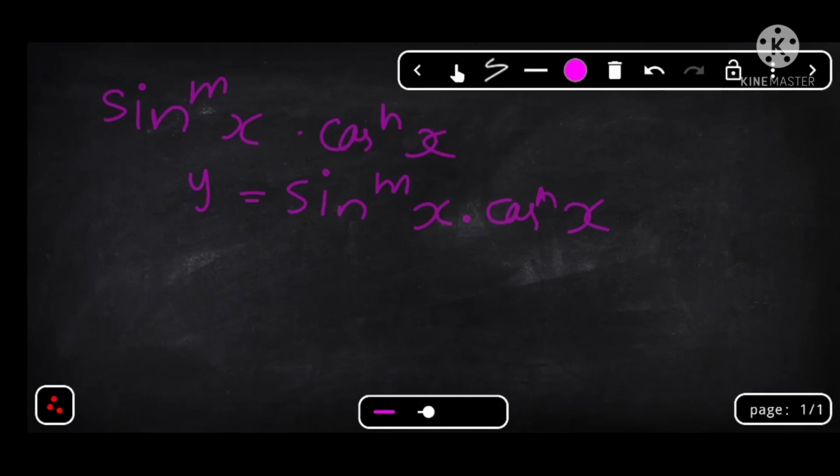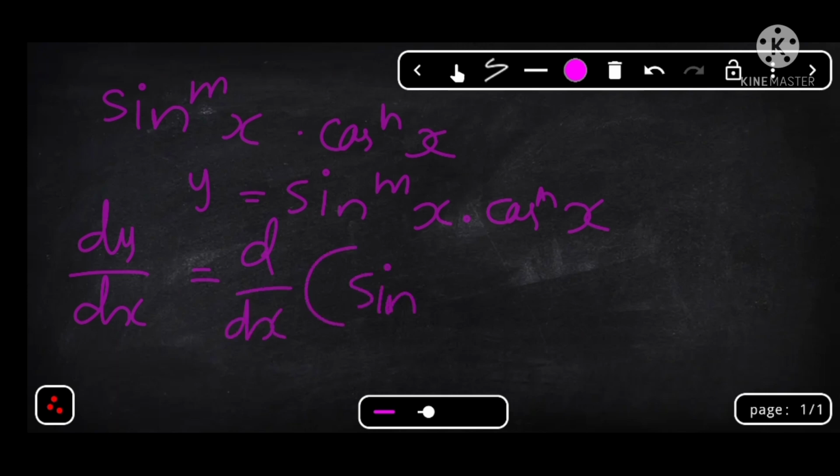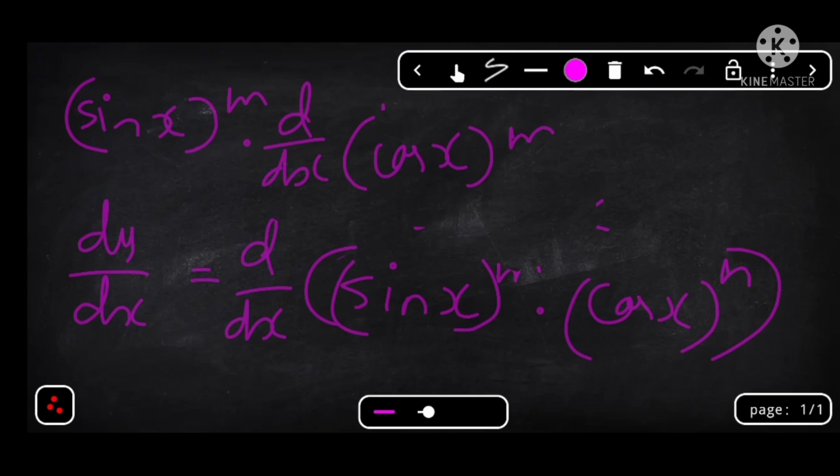So let's see our next problem. Sine raised to mx into cos raised to nx. First of all, we are assigning it to y. Now we are taking dy by dx equal to d by dx of sine raised to mx. This thing I can write as sin x whole raised to m into cos x whole raised to n.